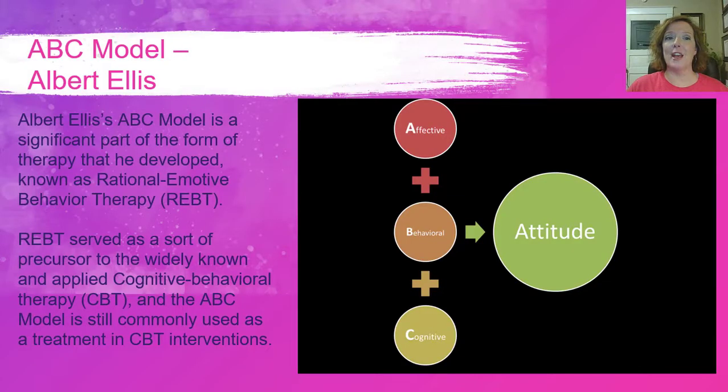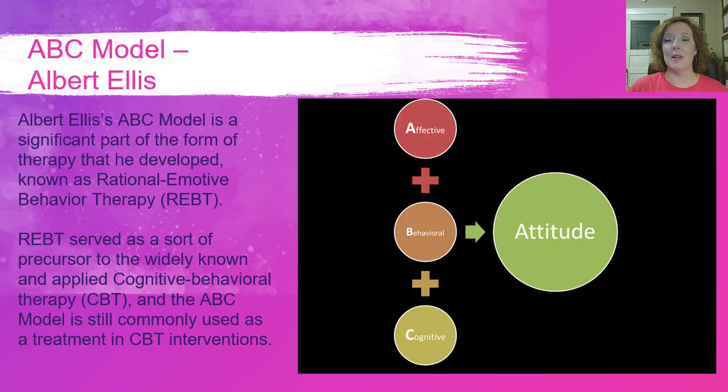And that brings us to the ABC model, which was developed by Albert Ellis. So this was a significant part of the form of therapy that he developed, known as rational emotive behavioral therapy. We're not going to really get into the details of this type of therapy. We talked about therapy in a different unit, but basically what you need to know is that it served as a precursor, like a prequel, to the widely known and applied CBT, cognitive behavioral therapy. And the ABC model is still commonly used as a treatment in CBT interventions.